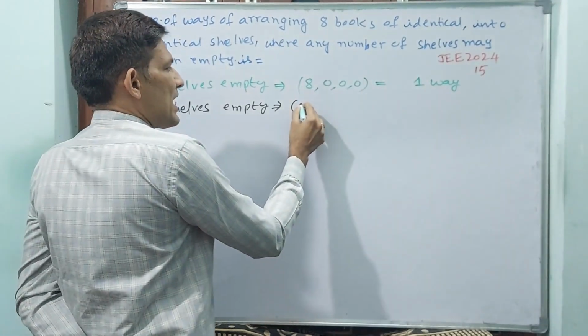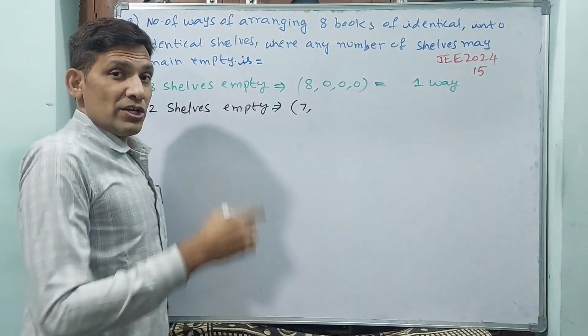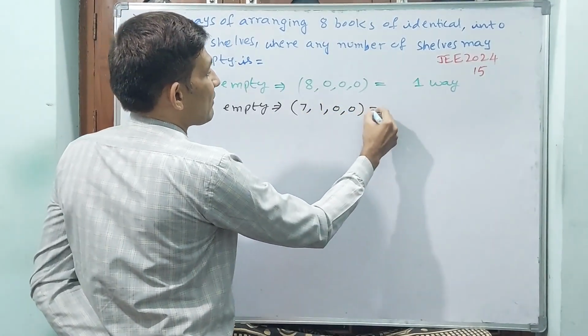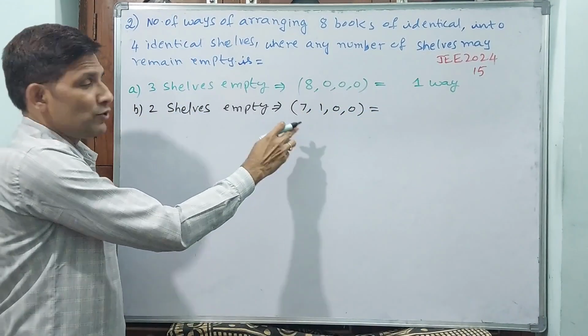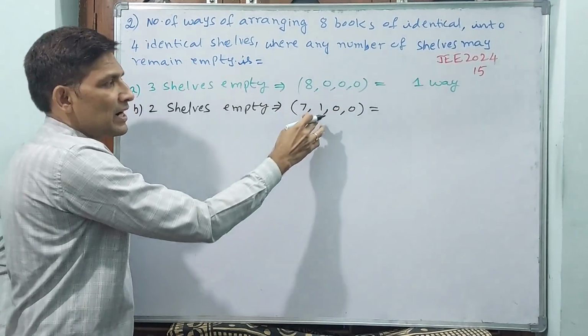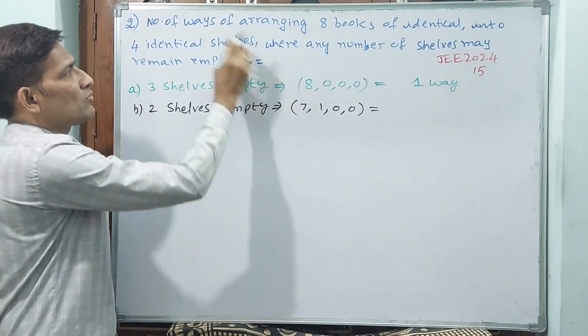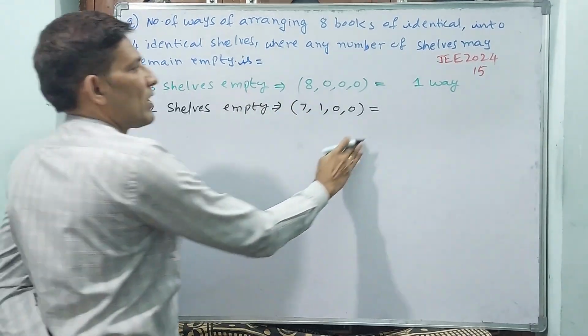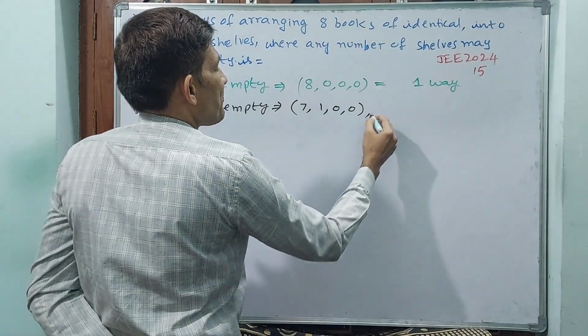That means maximum you can take 7. If you take 7, automatically in another shelf, I am not telling second shelf, you can keep 7 books in any one and 1 book in any one. Total 8 books are there. 8 books are over. 4 shelves are there. Okay. This is one way.